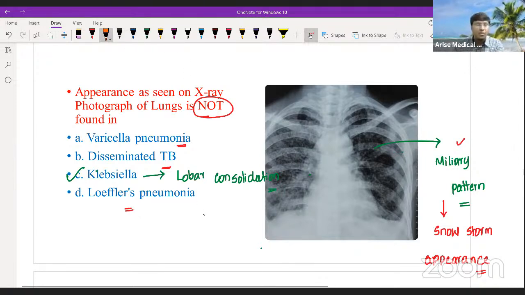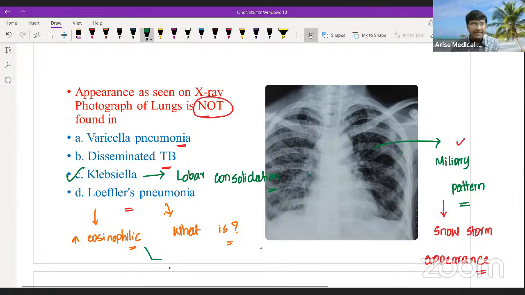Now, can anyone tell me what is Loeffler syndrome? Loeffler syndrome is a hypereosinophilic condition which occurs, very good Avinash, secondary to parasitic infection.